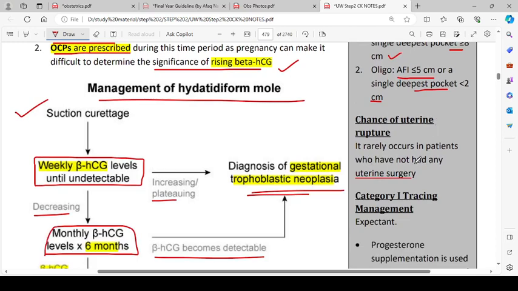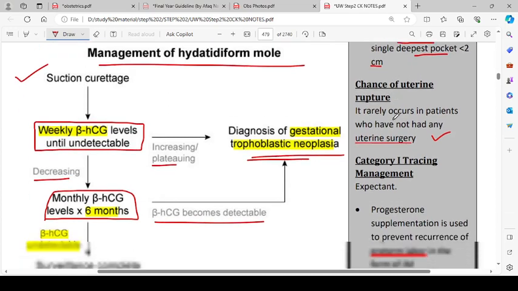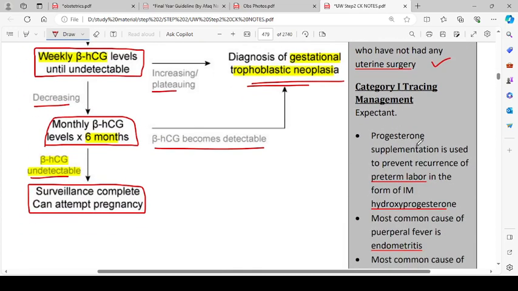Chance of uterine rupture: it rarely occurs in patients who have not had uterine surgery. So chances of uterine rupture are more in women who had previous myomectomies or maybe cesarean section, but for women who never had a uterine surgery before, the chances are low. Category 1 tracing management: expectant.